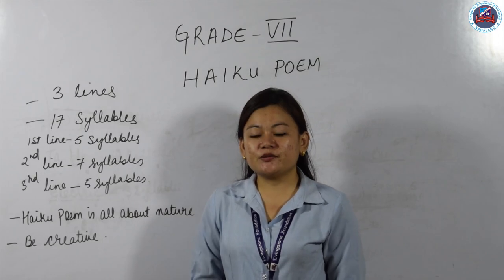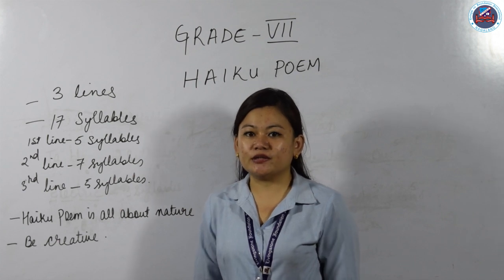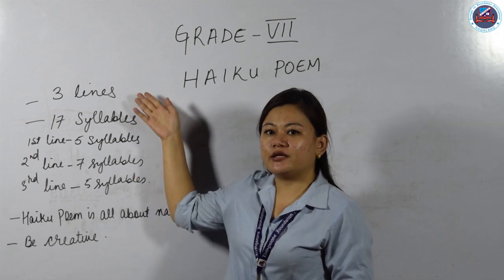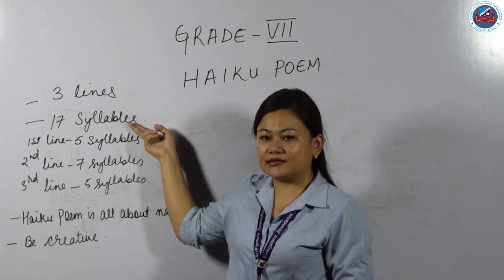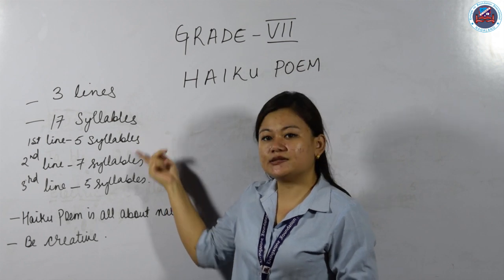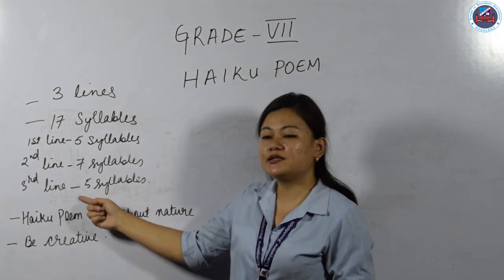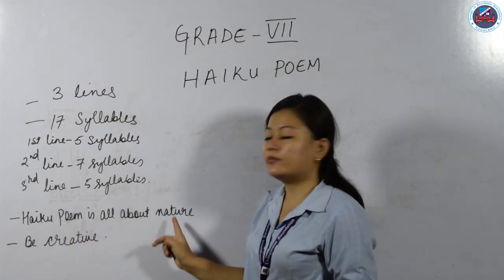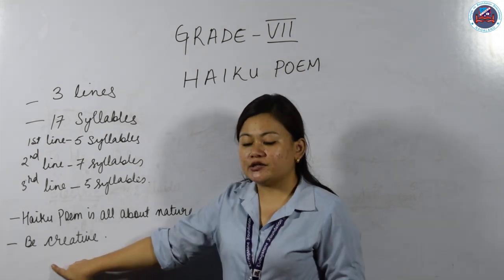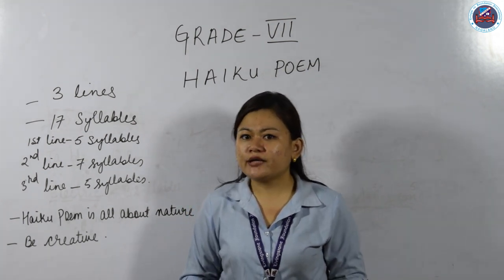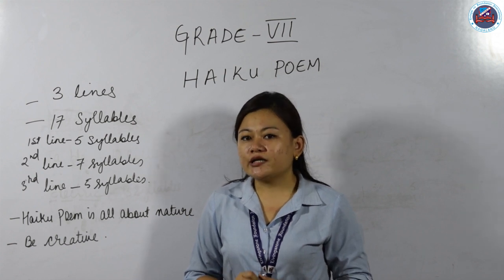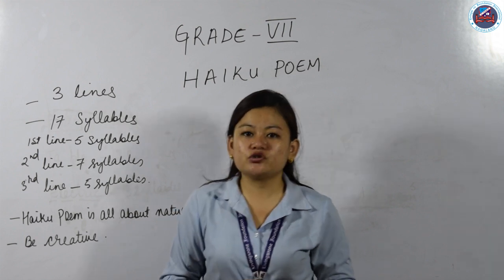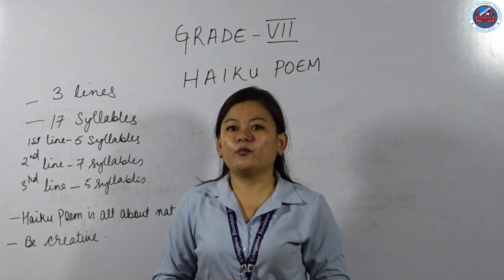I hope by now you must be clear of what a haiku poem is. So let us revise today's learning. What is a haiku? It contains 3 lines with 17 syllables. The first line has 5 syllables, the second line has 7 syllables, and then the third line again has 5 syllables. And always remember that a haiku poem is all about nature and you need to be creative. So now I prompt you to write down your own haiku poem, taking inspiration from any part of nature around you. And in case of any doubts, you can always re-watch the video and then polish your knowledge.